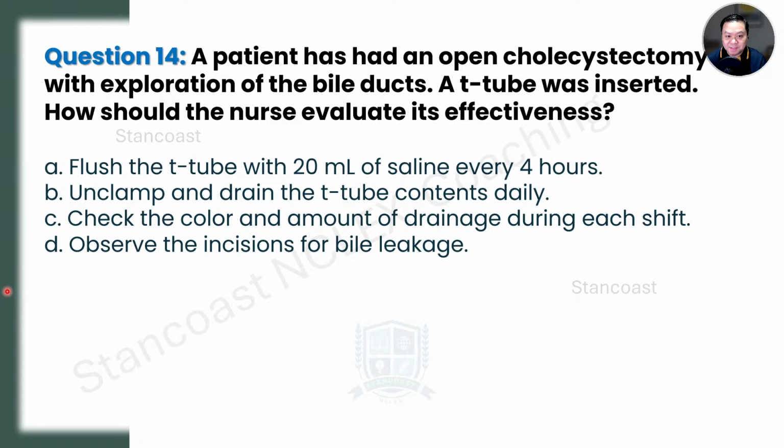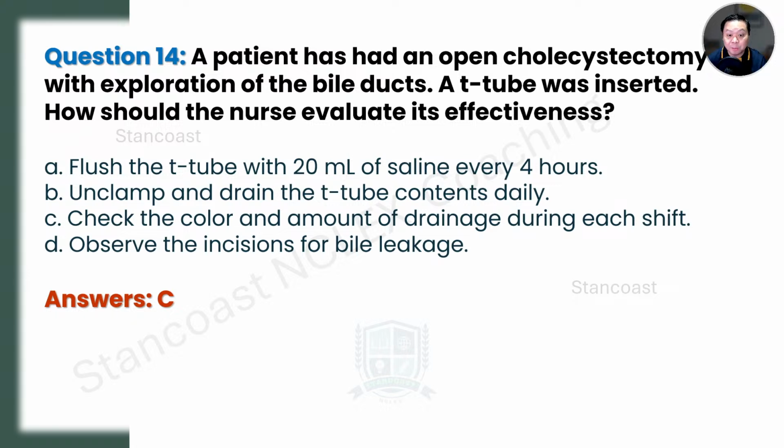We are being asked to evaluate the effectiveness of the T-tube. The correct answer here is letter C. Because we know that monitoring the color and the amount of the bile drainage from the T-tube will ensure that the bile duct remains open and that the T-tube is functioning properly. The drainage should be dark green or could be gold in color. If there are any unusual changes, this should be reported. Now again, if you selected letter A, flush the T-tube with 20 mL of saline every 4 hours.